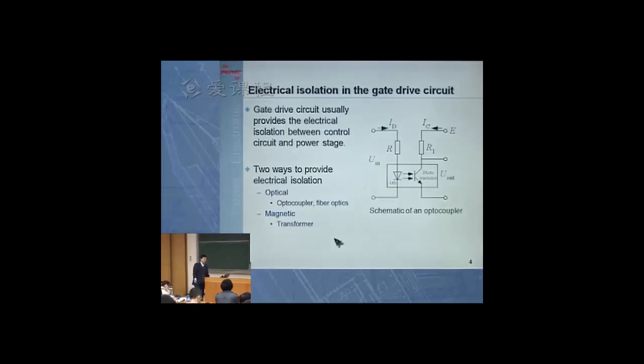Okay. Gate drive also has to provide isolation between the control circuit and the power semiconductor. Okay. You need the isolation. The reason I have already mentioned in the second chapter, because the high voltage and the large current going through the power semiconductor device may destroy the control circuit if you don't have electrical isolation between these two. There are two ways to provide isolation. One is optical, the other one is magnetic.